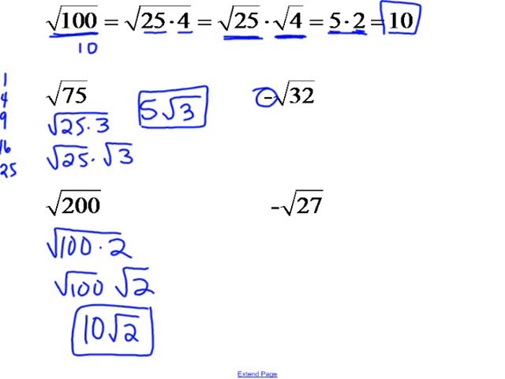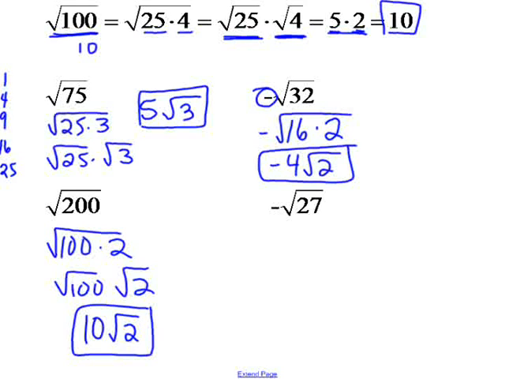Negative the square root of 32, that's a negative, so our final answer is going to be negative. What perfect square do you notice is in 32? It's 16, so it's 16 times 2. The square root of 16 is 4, and we can't take the square root of 2, so negative 4 times the square root of 2.